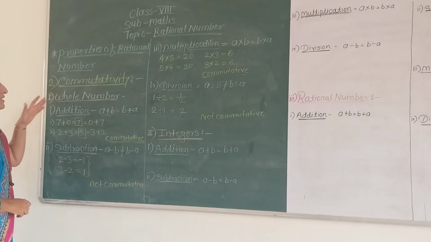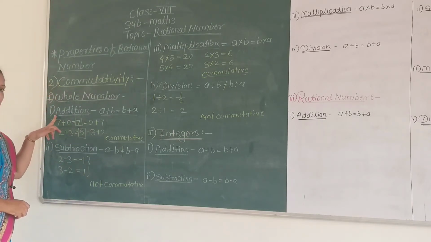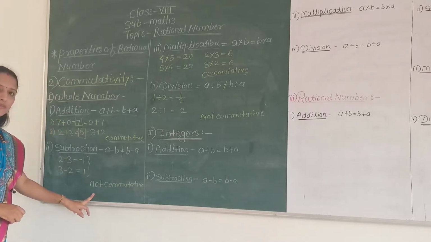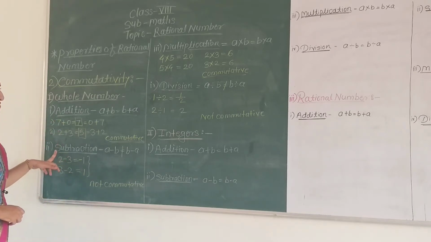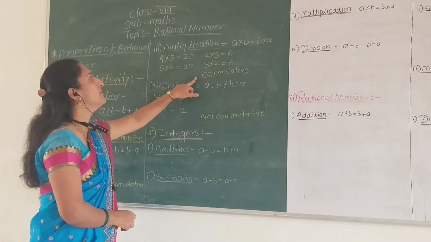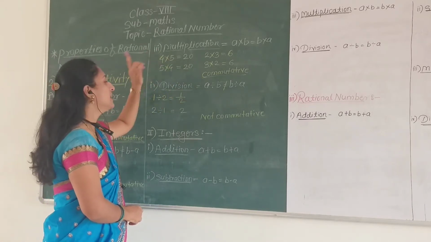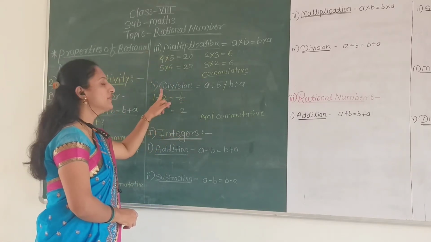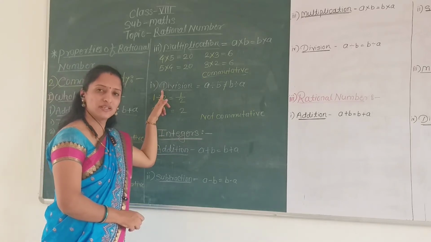So here we learn that whole numbers are commutative with respect to addition. They are not commutative with respect to subtraction. They are commutative with respect to multiplication, and they are not commutative with respect to division.